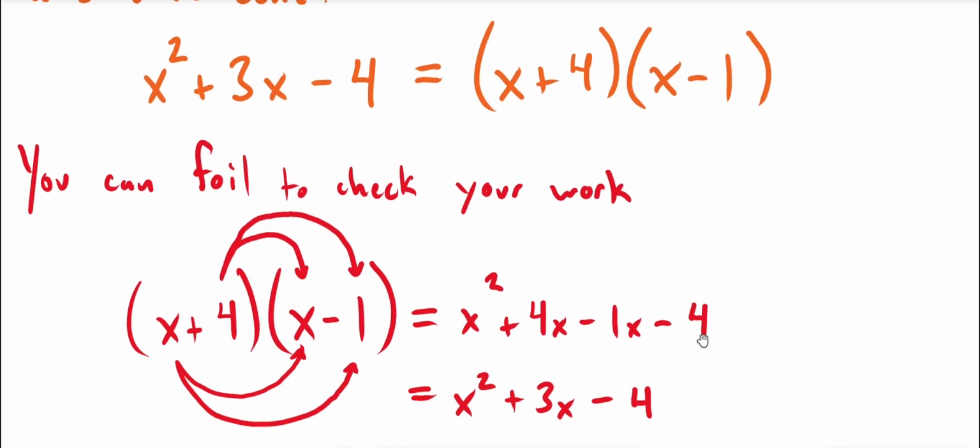How can you check your work? You can FOIL. Just take it back a step. If you do x times x, it's x squared. If you do x times minus 1, you get minus 1x. If you do 4 times x, you get 4x. And if you do 4 times minus 1, you get minus 4. Put it all together, and what do you got? You got x squared plus 3x minus 4. That is what we started with. So this is the correct factorization.